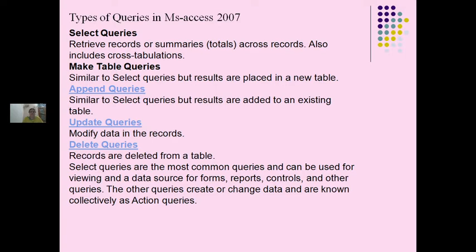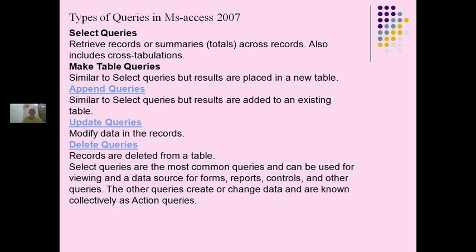What are select queries? They retrieve records or summaries across records, and also include cross tabulations. Next, make table queries: similar to select queries, but results are placed in a new table. Next, append queries: similar to select queries, but results are added to an existing table. Here in make table queries, results are placed in a new table, but in append queries, results are added to an existing table. Next, update queries: they modify data in the records. Next is delete queries: records are deleted from a table.